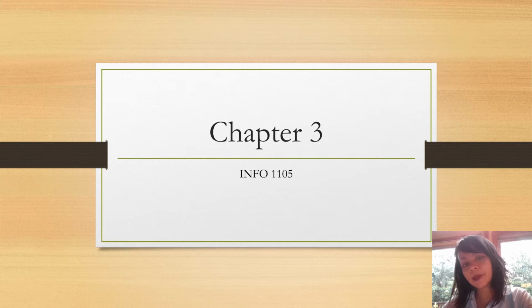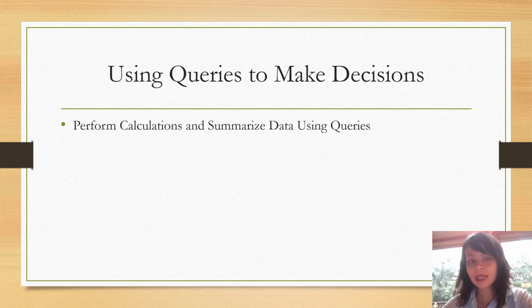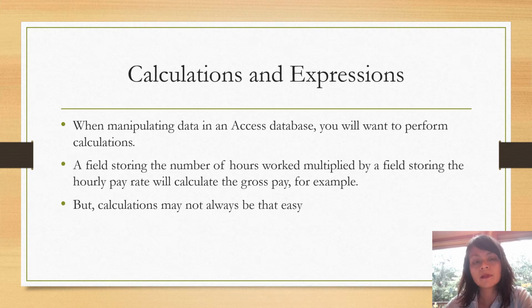In this PowerPoint, we are going to cover Chapter 3 of our textbook. In Chapter 3, we look at using queries to make decisions, which means performing calculations and summarizing data using queries. So when you're manipulating data in an Access database, you're going to want to perform calculations.